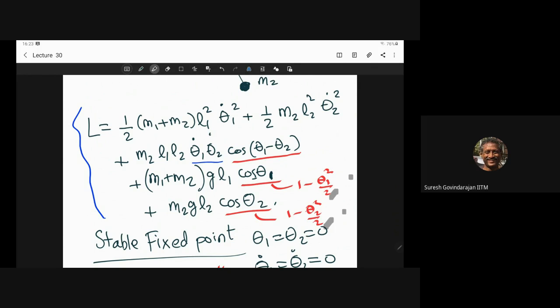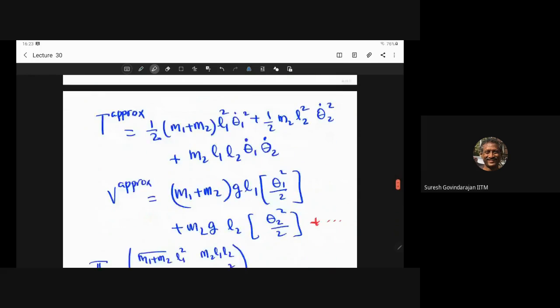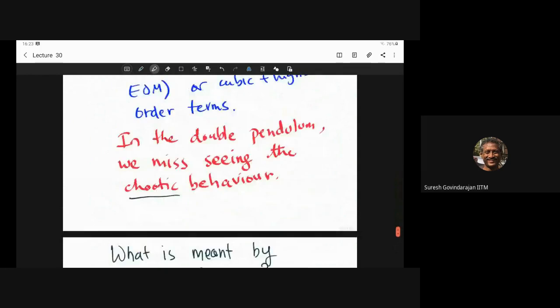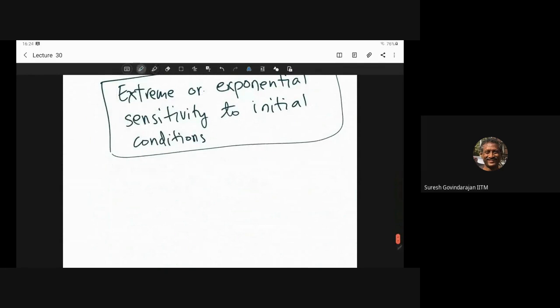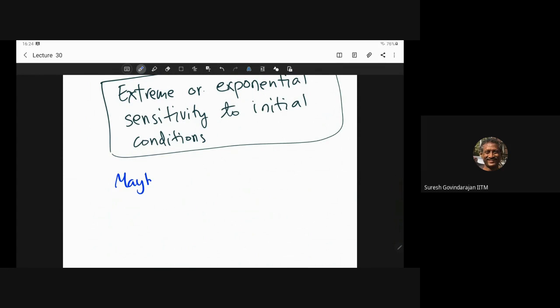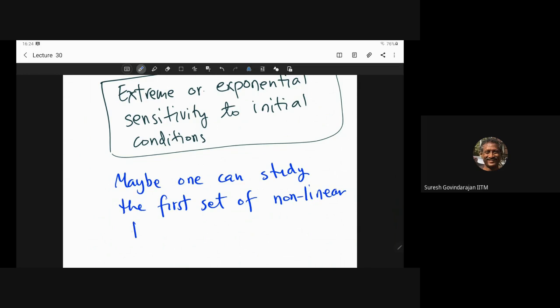So you can ask, how do these additions change things? What I want to say is that maybe one can study the first set of nonlinear terms and ask how things change.